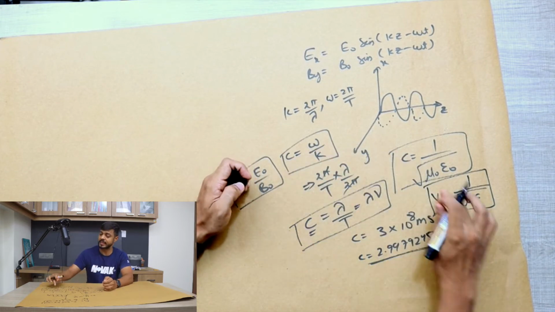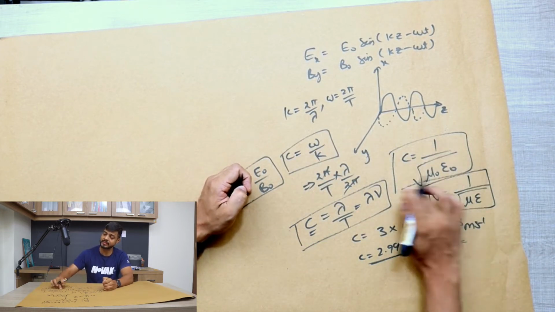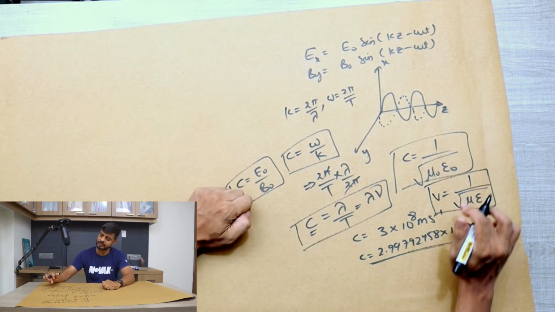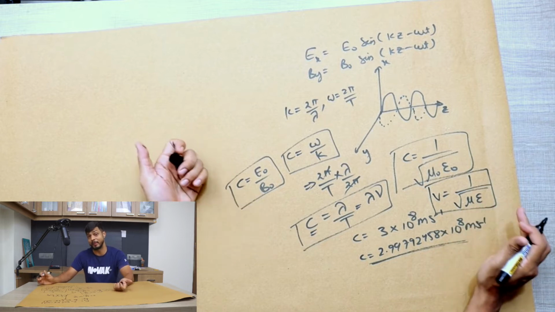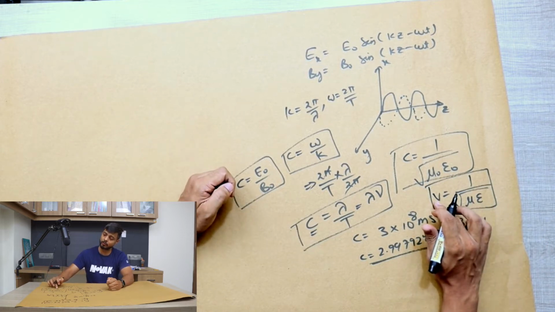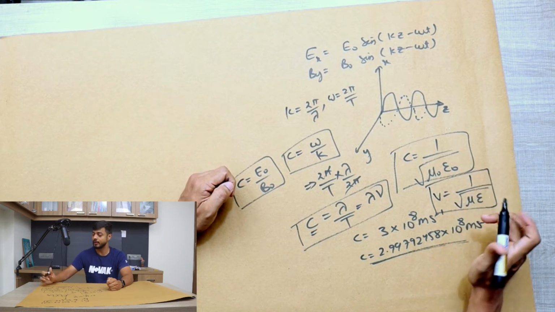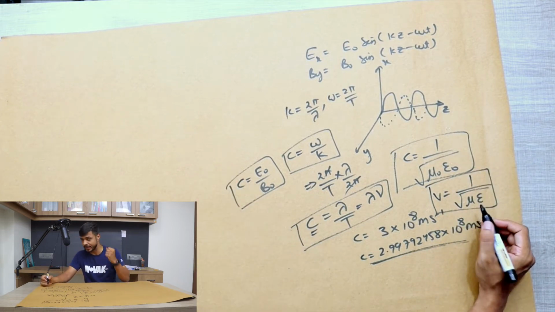Okay, so this is for any particular medium, and this is for the vacuum. Mu naught and epsilon naught are the constants that we use in vacuum. This thing depends upon the material. So V, the speed of light in that particular medium, will be equal to 1 upon root of mu into epsilon, where mu and epsilon are specific to that medium.